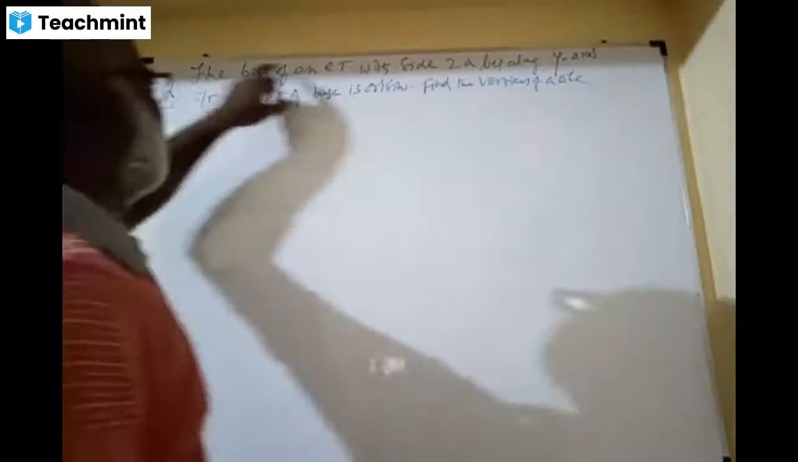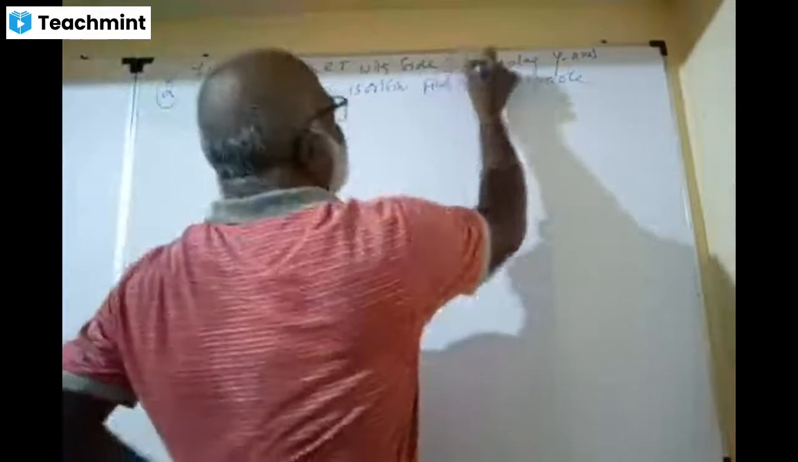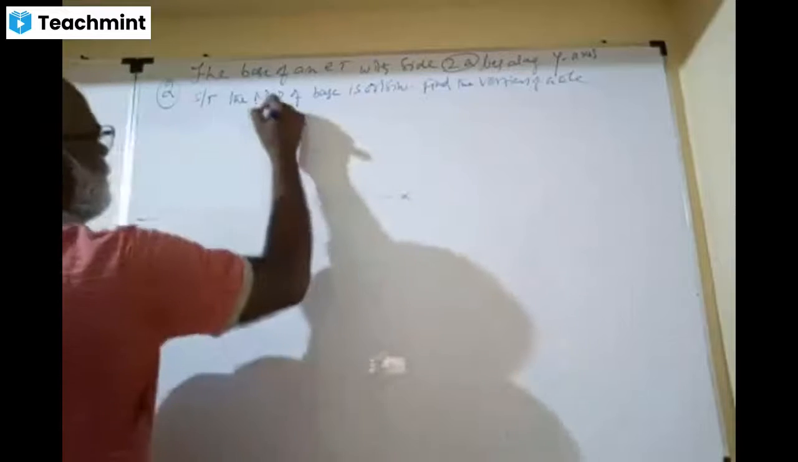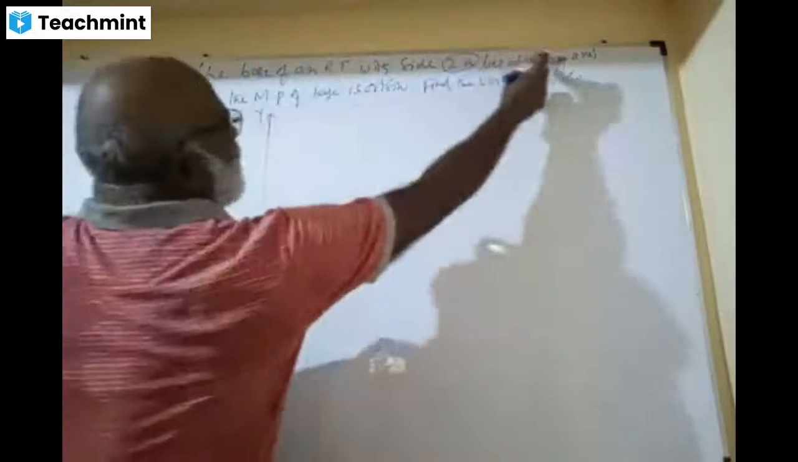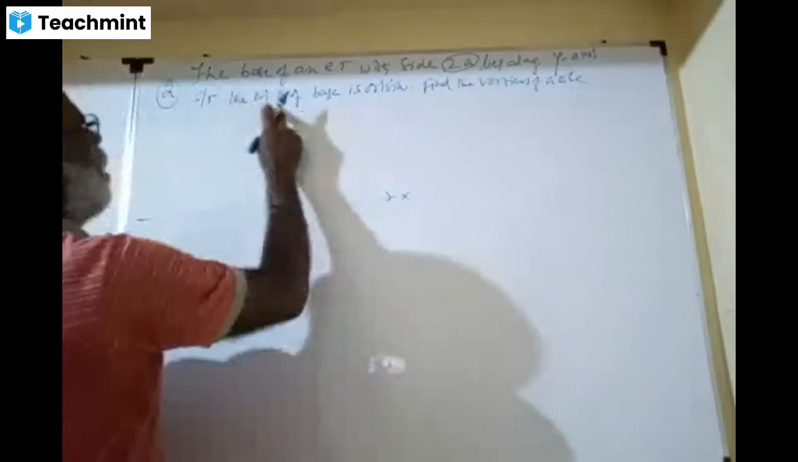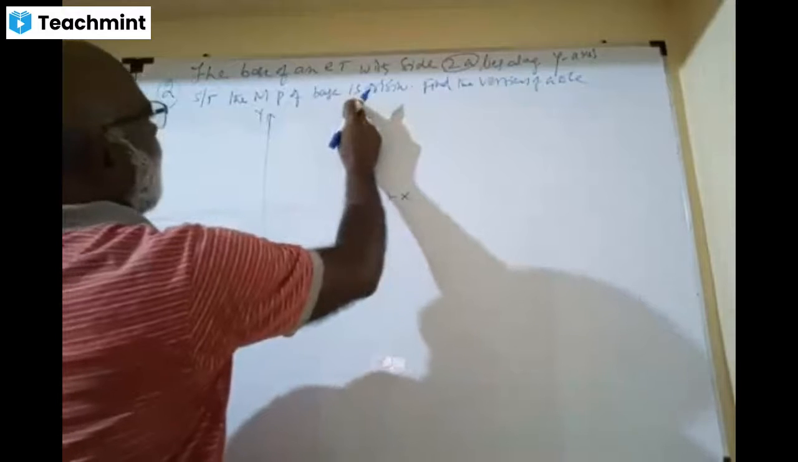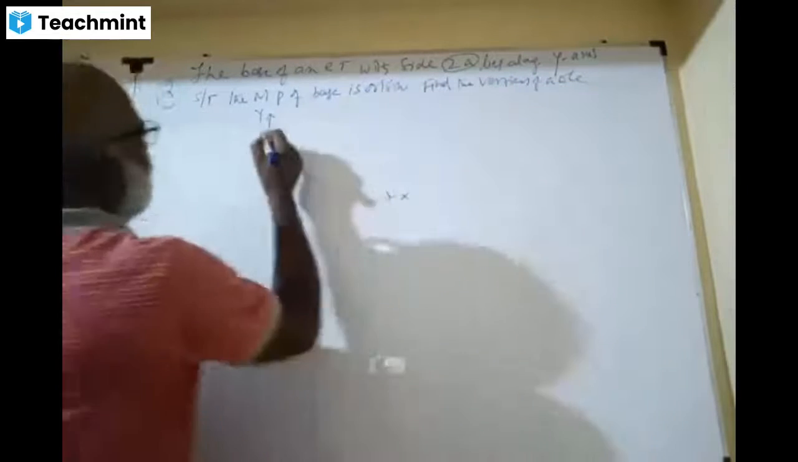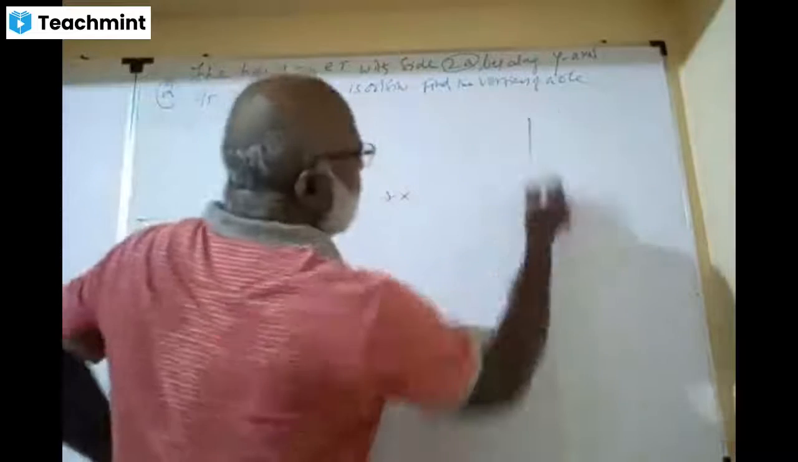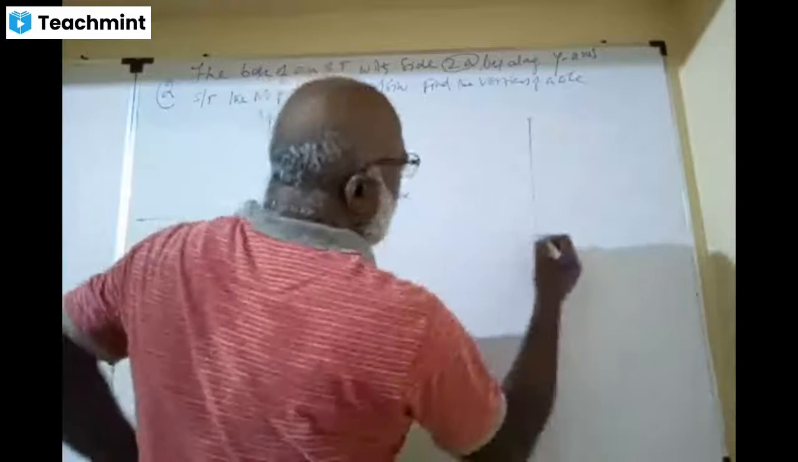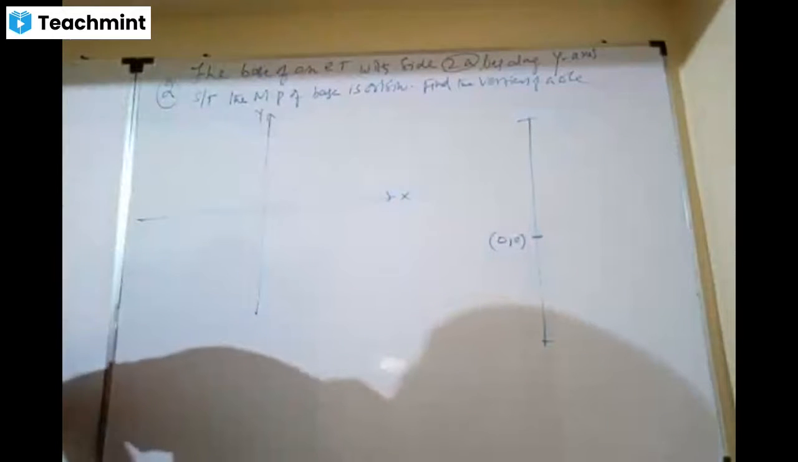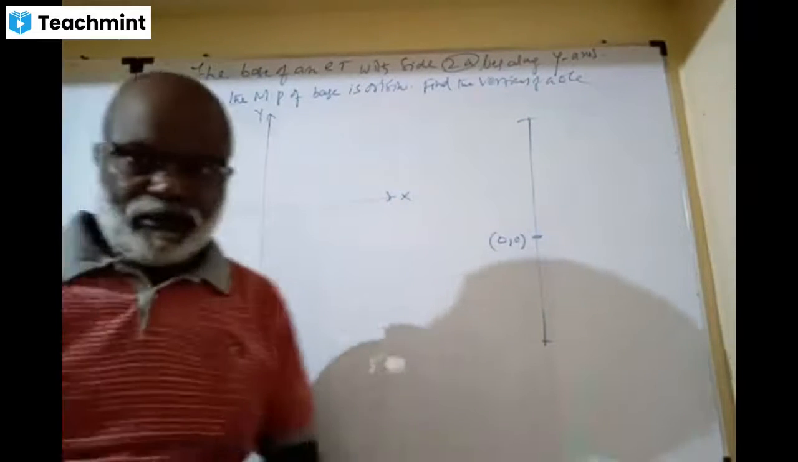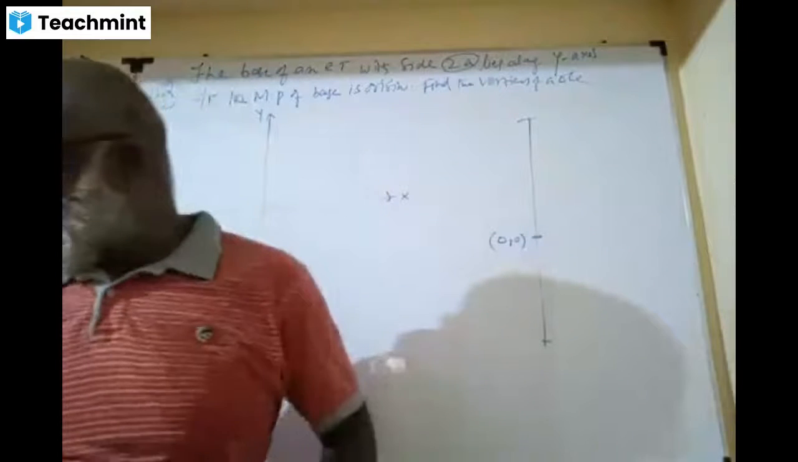Let us see. The base of an equilateral triangle with side 2A lies along the y-axis. This is the x-axis and y-axis coordinate system. The base of side 2A lies along the y-axis such that the midpoint of the base is the origin. Here the side is 2A. Are you able to see? Yes, sir.